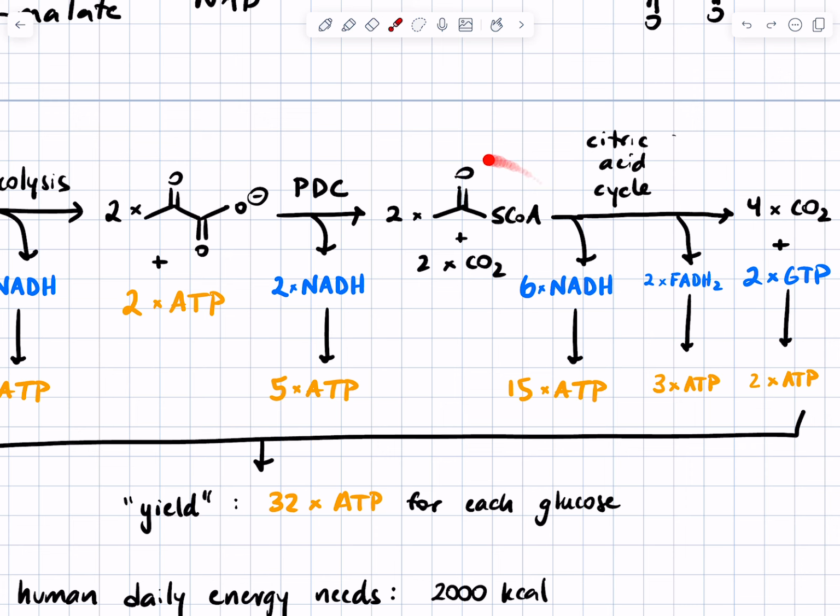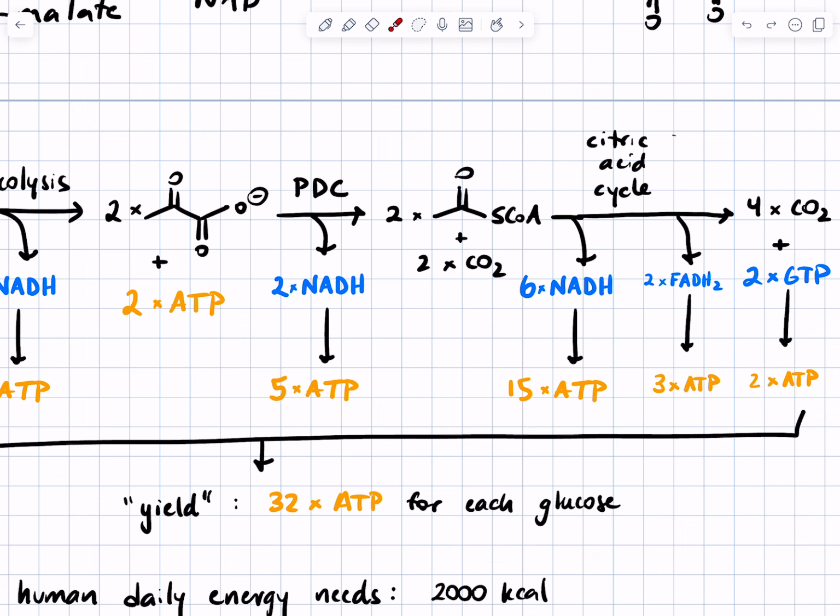For every 2 molecules of acetyl-CoA, we get 6 of NADH and 2 of FADH2, and then 2 GTPs. The uses of GTP are slightly different in the cell than ATP. We won't talk about that. You'll have to learn about that in biochemistry, but they're readily converted into ATP, so we're going to count them. And then here's the conversion of 6 NADHs into 15 ATP.